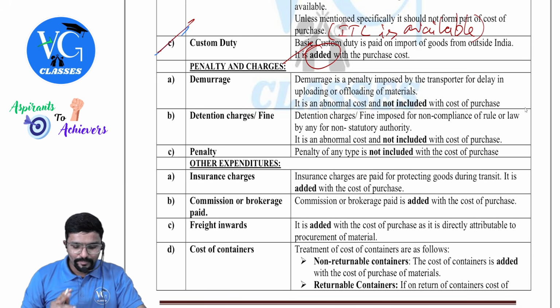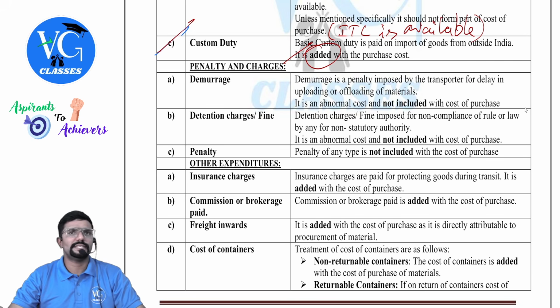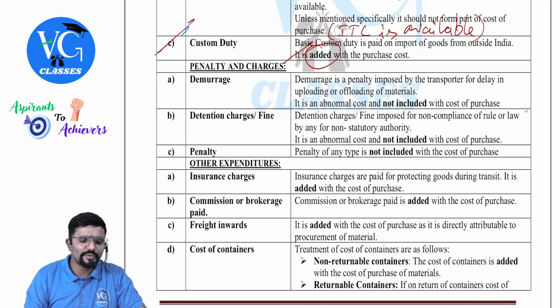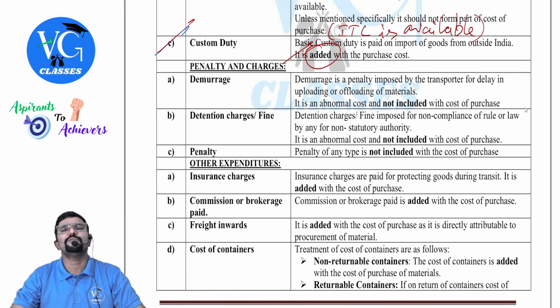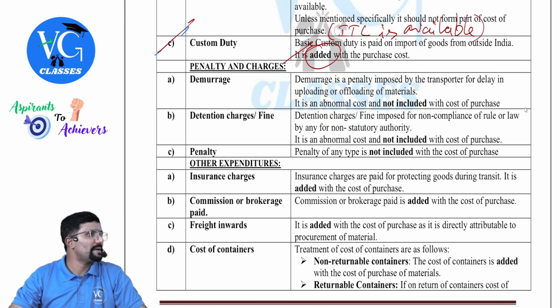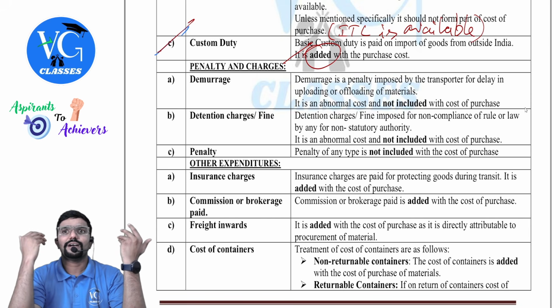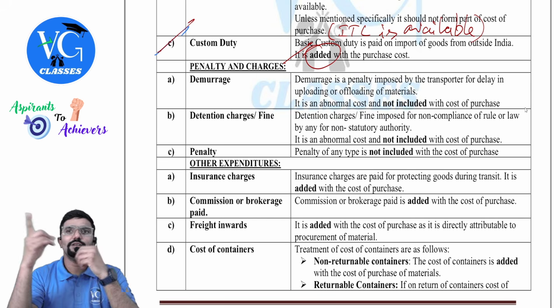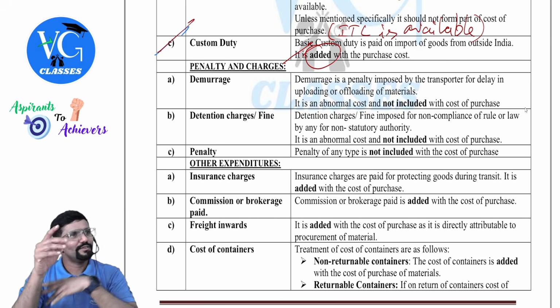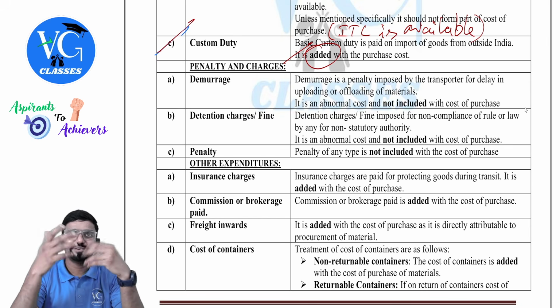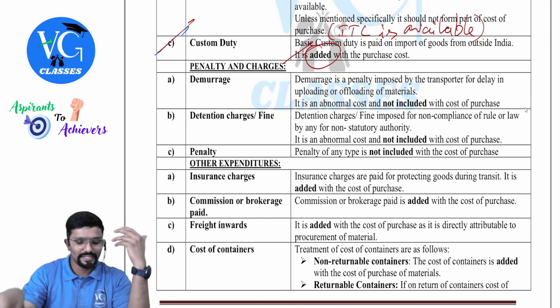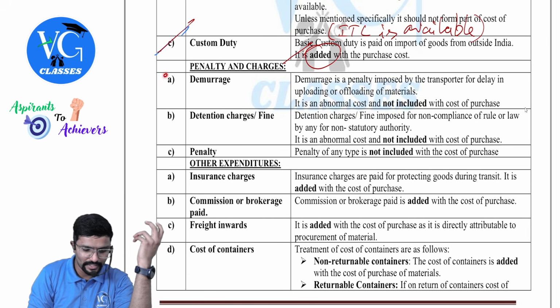Next, penalty. Penalty of any type will not be included with the cost of purchase. Detention charges, fine and all is what we pay to the government authority or police department. For example, assume my vehicle was carrying heavy goods beyond the limits, so the police authority stopped it and put a fine. Obviously it is a cost, yes, but can I include it in the cost of inventory? No. All these are abnormal in nature, guys.